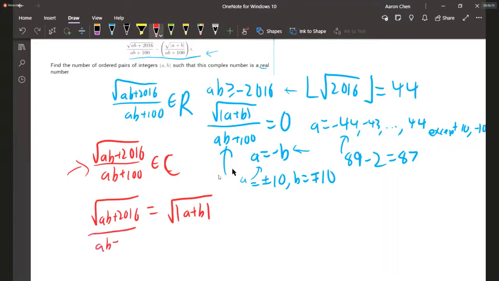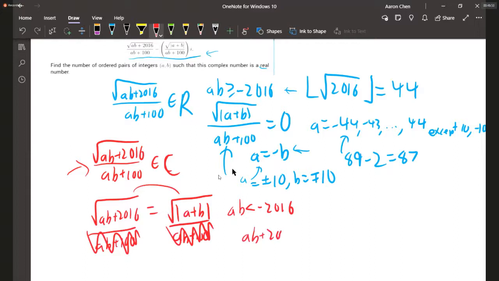So in this case, you have the square root of ab plus 2016 divided by ab plus 100 equals the square root of the absolute value of a plus b divided by ab plus 100. And in this case, the only requirement really is that ab is less than negative 2016. And now you know that ab is less than negative 2016, so these numerators will never actually be equal to 0. And now you can square both sides, and this tells you that ab plus 2016 is equal to the absolute value of a plus b.